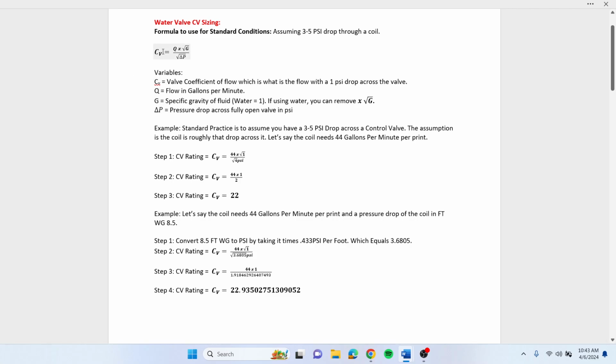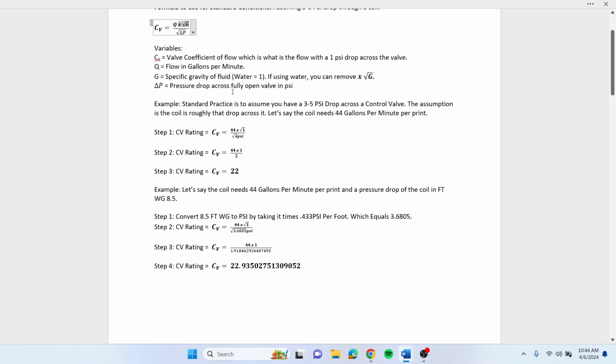So the formula to use would be CV equals... CV, again, is just how much water can I move across that valve with a 1 PSI drop. Q is the actual flow, so quantity in gallons per minute, times the square root of G. G is specific gravity. In the case of water, you could get rid of this because the square root of 1 is 1, and anything times 1 is the same. Then you divide that by the square root of the differential pressure you're trying to match.